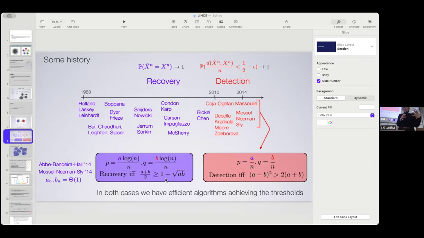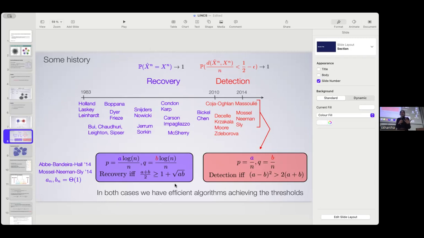So that is the type of question. After people proved that under some condition we can detect or we can recover the communities, they started to introduce algorithms that can do this for each example. So for these two bounds, we also have efficient algorithms.